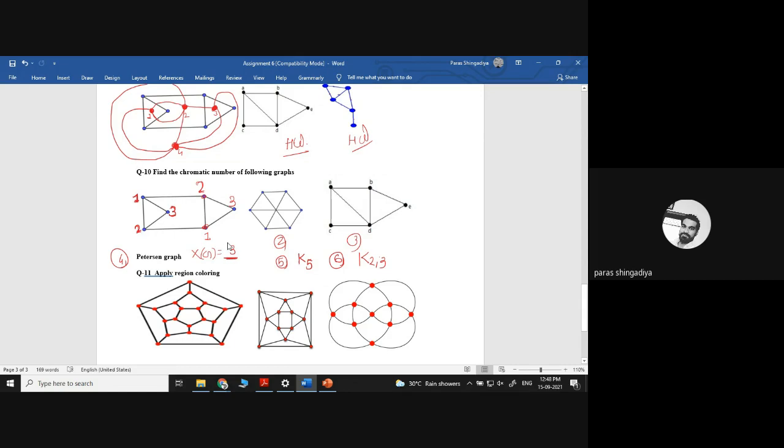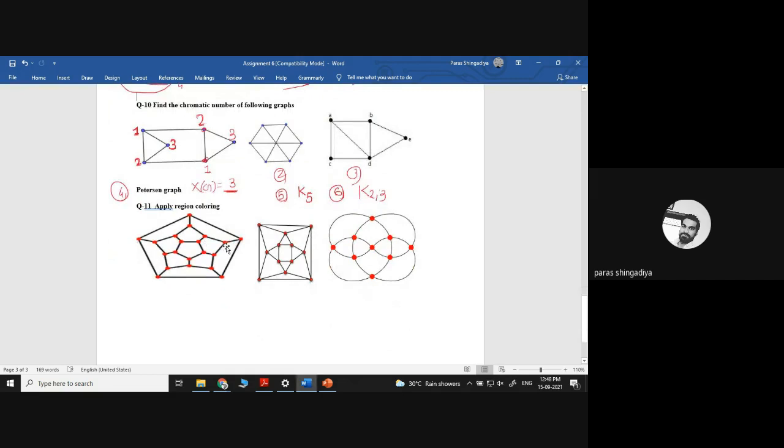Okay. Now the last question of this syllabus, of this assignment, is question number 11. Apply region coloring. So for region coloring, the graph should be planar. Once the graph is planar, you can assign the minimum number of colors such that no two adjacent regions have the same color. In this chromatic number, in vertex coloring, we check that no two adjacent vertices have the same color. Here we check that no two adjacent regions have the same color. Okay. So let's solve the first one, and the second and third you can practice.